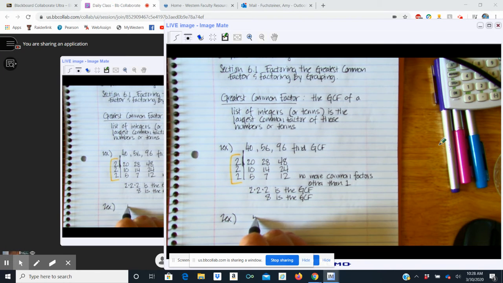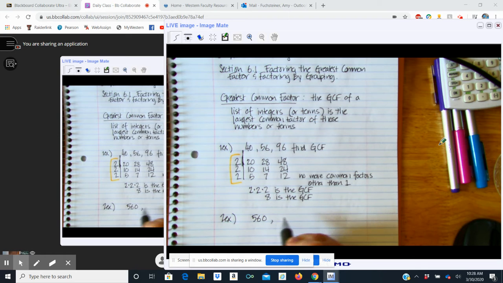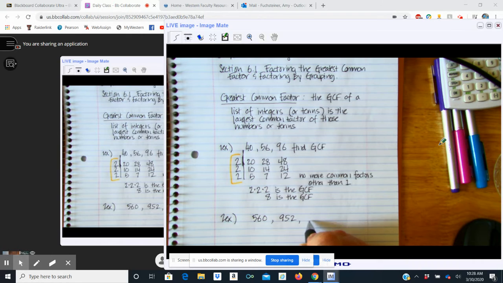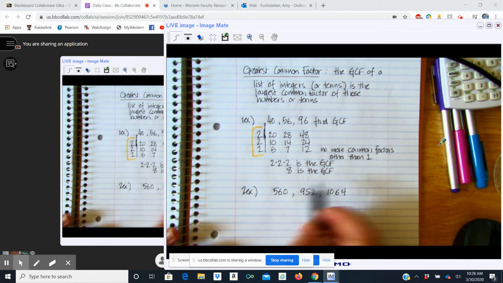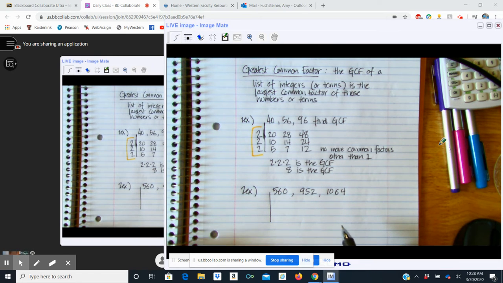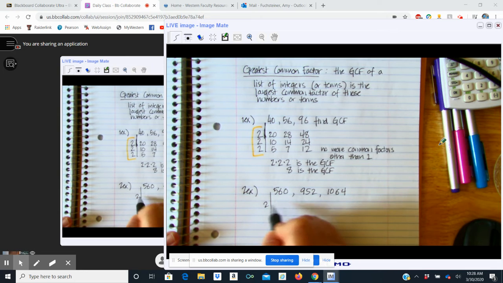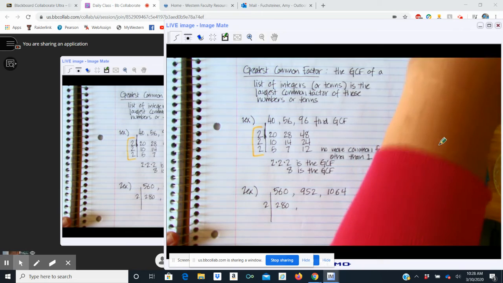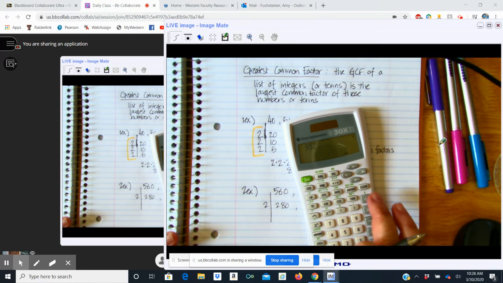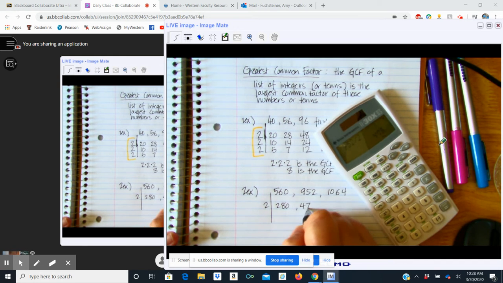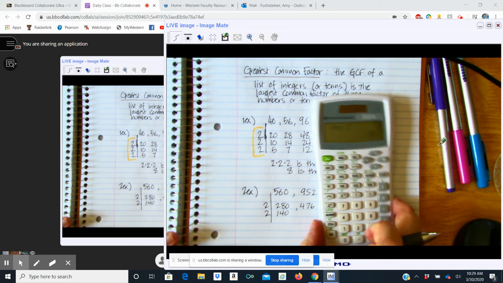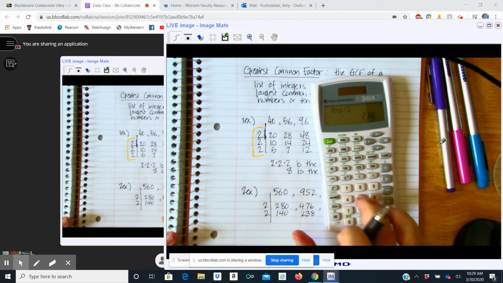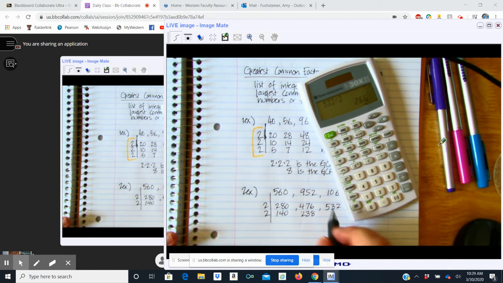This works for numbers large and small. If I'm given the numbers 560, 952, and 1064, I can use this exact same method. I can start with a 2 again. It's 280, 476, 532, still going to go at 2, 140, 238, 266. All of these are still all even, so I can go with a 2 again.